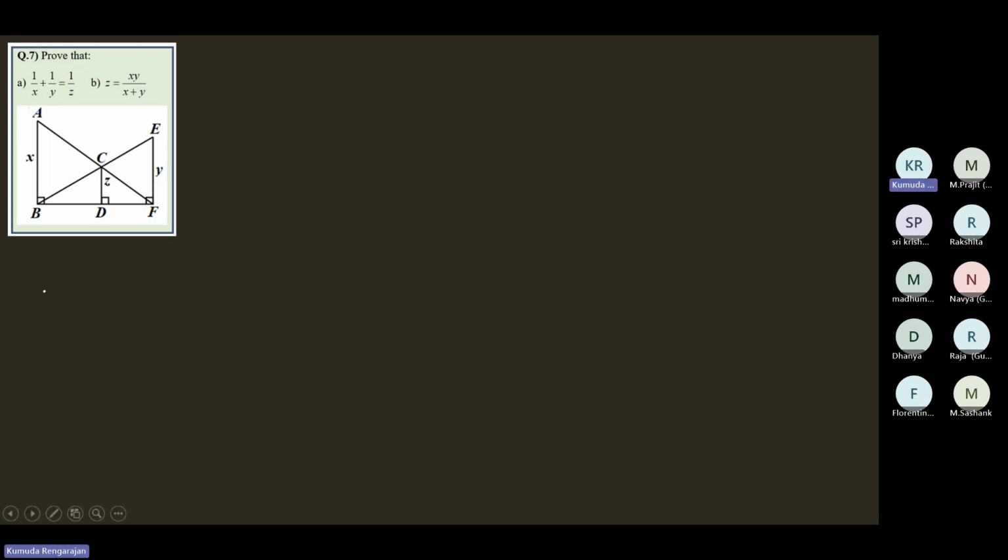Yeah, children. So in this question, you can see the figure given there, and we'll have to prove that 1 by x plus 1 by y is equal to 1 by z. For this, let's take up the triangles. Before that, we don't see parallel lines here, but we can definitely prove that some lines are parallel to one another. So go down to 9th standard, recall this theorem which says that two or more lines perpendicular to the same line are parallel to one another.